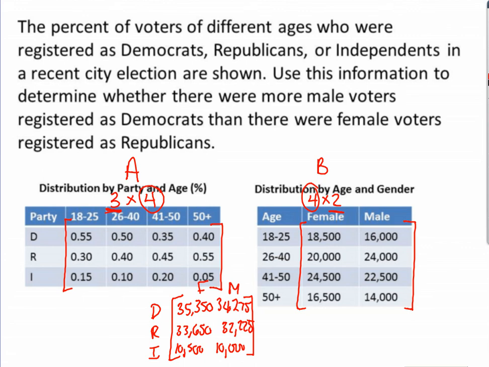So our question was, are there more male voters who are Democrats than there are female voters who are Republicans? So male Democrats, after you multiply, you'll see there's a total of 34,275 male Democrats that are registered. Female Republicans, we have 33,650. So yes, there are more male Democrats that are registered than female Republicans.